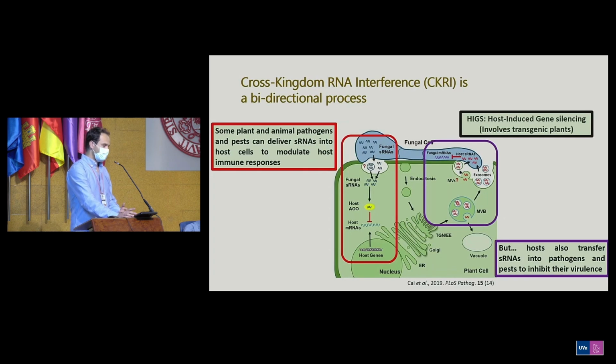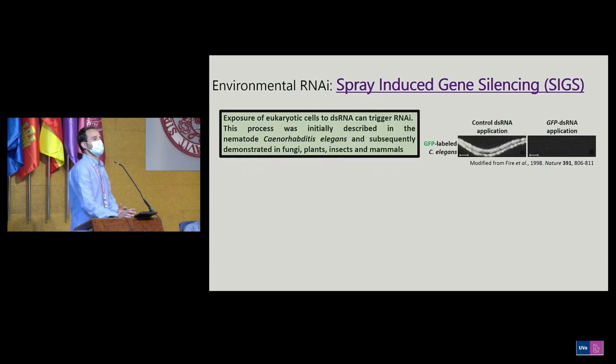So it's kind of easy. We can just spray this small interfering RNA on the fungus. And this technique is called spray-induced gene silencing, SIGS. Okay. So the first time that SIGS was described was in Caenorhabditis elegans, which is a nematode.